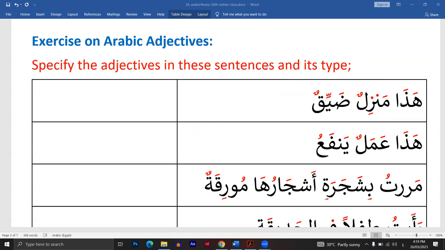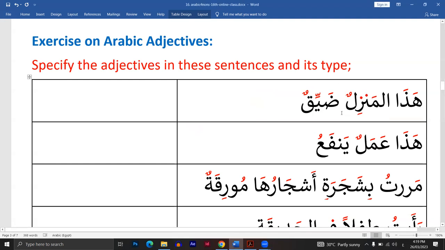Okay, what if I decided to add L here? What are the adjustments I must do? المنزل، هذا المنزل. So I want this one to be the adjective. What should we do? Add L. Okay, we add L. Because here we made it definite by adding L, the definite article, and also the adjective will be definite. Okay, what else? Remove tanween. Okay, we remove tanween and we make it what? Single dhamma. Okay, we make it single dhamma because now it's definite. And definite nouns take a single case ending.